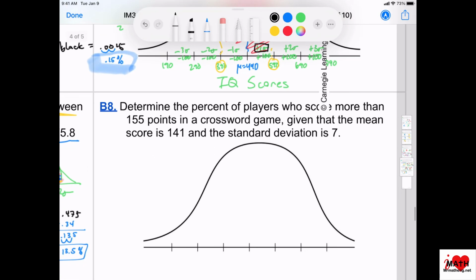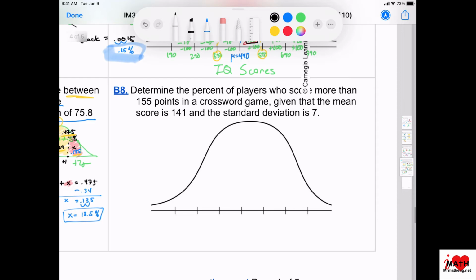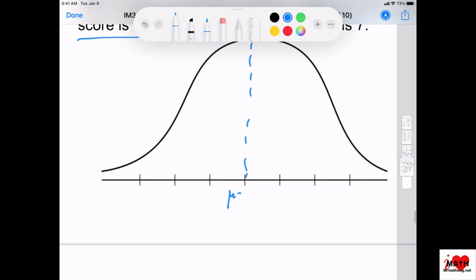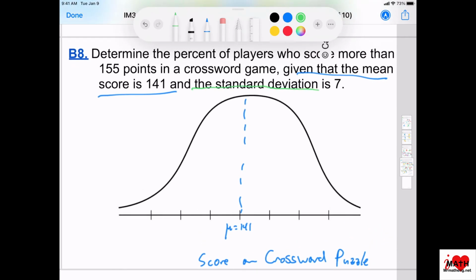All right, let's go over B8. Determine the percent of players who score more than 155 points in a crossword puzzle given the mean is 141. Mean 141. Score on crossword puzzle. Okay. Then it says the standard deviation, or the measure of spread, is 7.